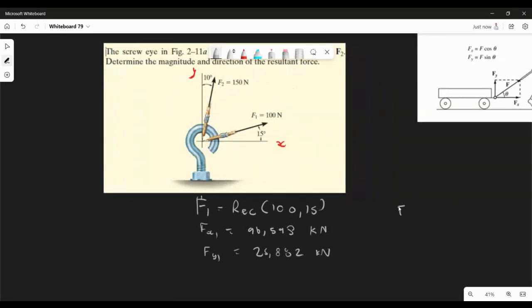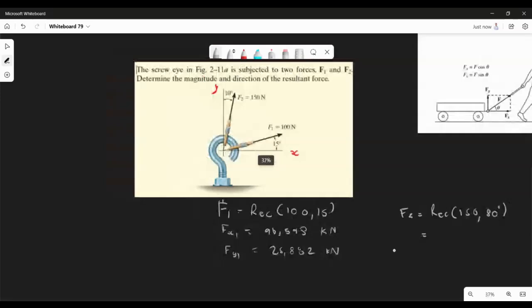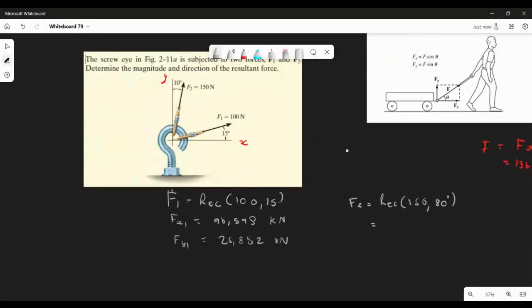And if you're smart like me, I say F2, rec 150, and I'll say the angle in reference to the x, that's 80 degrees. Someone will obviously check the long way for me as well. The long way would be fx2 will be 150 sine of 10, and fy2 is 150 cos of 10. So I hope you guys got that.